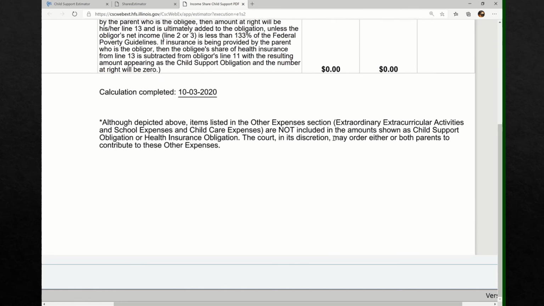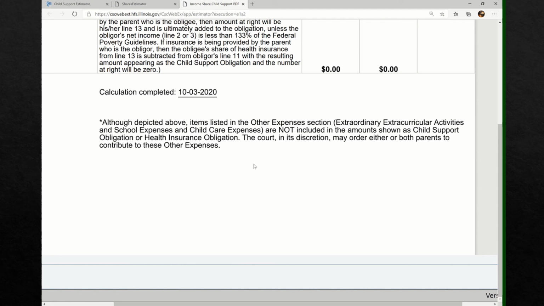So as it says in the end, the court in its discretion may order either or both parents to contribute to the other expenses, right? So basically, usually expenses are shared, but once in a while you could have expenses that are not approved by the other parent. So there is no necessary expense. If there's no necessary expense, then there's no need to split. But for necessary expenses, you would split.